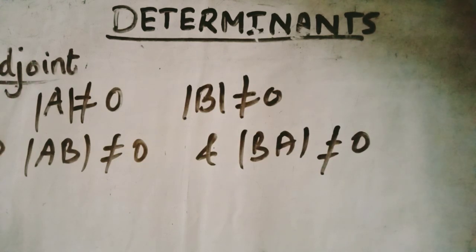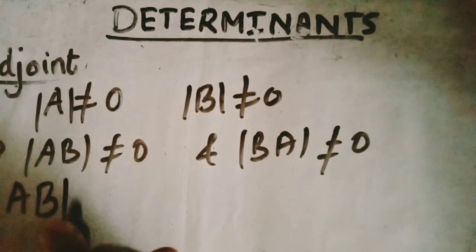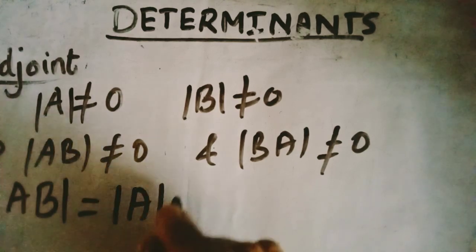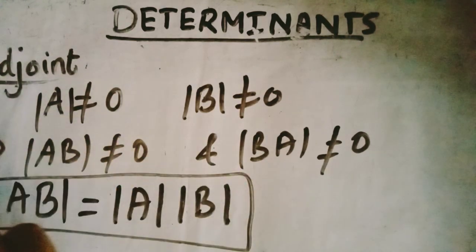Next theorem: the determinant of the product of matrices is equal to the product of their respective determinants. That is, determinant of A into B is given by determinant of A times determinant of B, where A and B are square matrices of the same order. So you can prove this using some A and B matrix. You can find out the product and then take the determinant, and then take determinant of A and determinant of B, and multiply. So you'll get it equal to this.